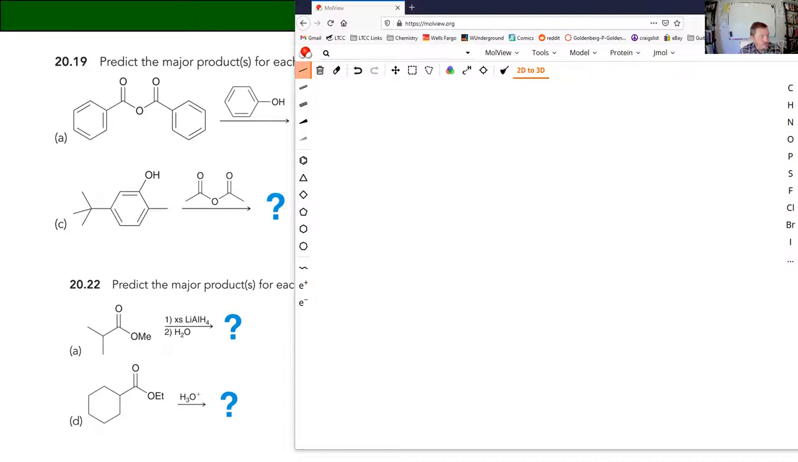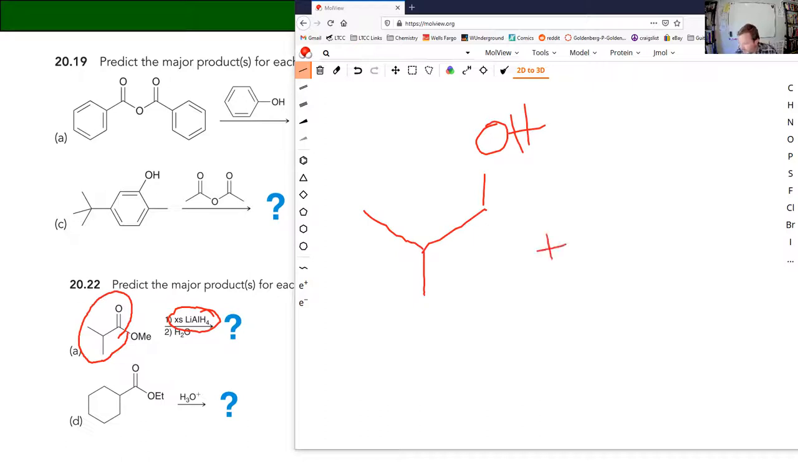As long as we have the screen set up this way, let's do 22A and D. So if we have an ester, and we're exposing it to excess lithium aluminum hydride, we're going to be fully reducing it. So we're going to wind up turning this into a primary alcohol. These carbons all stay where they are. We've reduced that all the way to the primary alcohol, plus the methanol that was part of the ester to begin with.